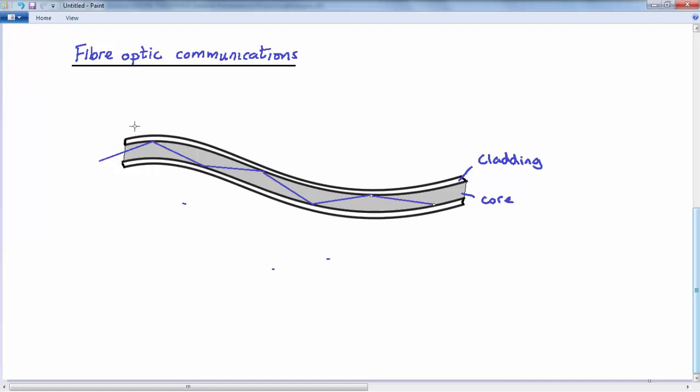So fibre optic communications can transmit light rays across very large distances with very small energy losses as a result of this total internal reflection that takes place within the fibre optic.